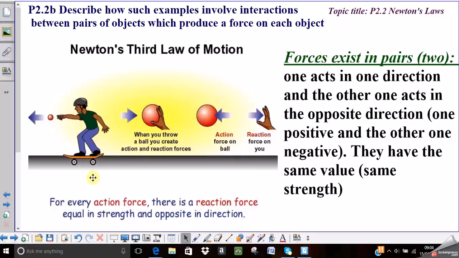backwards. If you were standing on the floor and not on a skateboard, you're still going to feel that force, but probably you won't be moving backwards. For every action force, there is a reaction force equal in strength and opposite in direction.